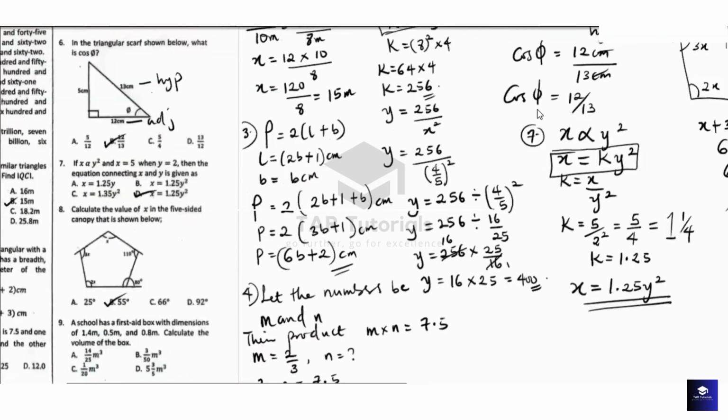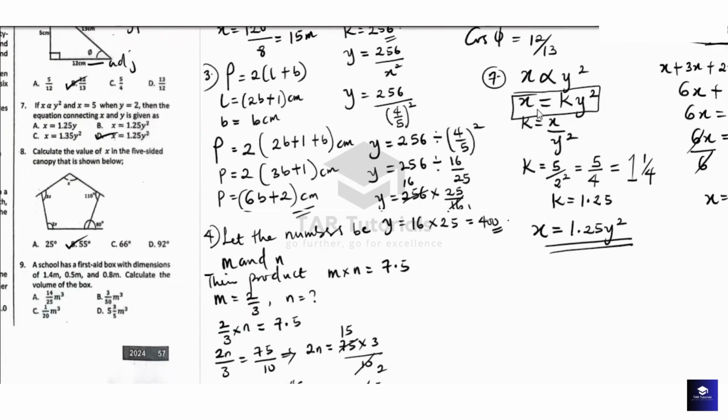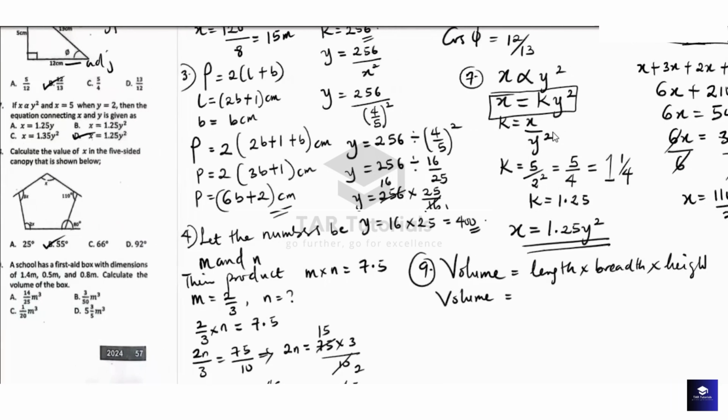Number 9, it says, a school has a first aid box with dimensions 1.4 meters, 0.5 meters, and 0.8 meters. Calculate the volume of the box. Basically, since all the sides are not the same, this is a cuboid. Therefore, the volume is length times breadth times height, you can call it height or width. Therefore, the volume is 1.4 meters times 0.5 meters times 0.8 meters.